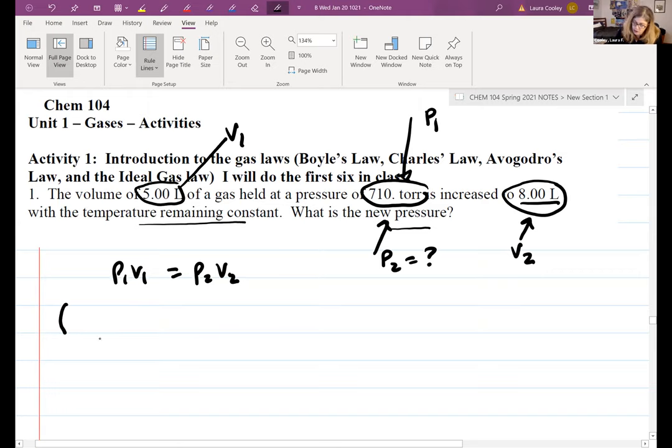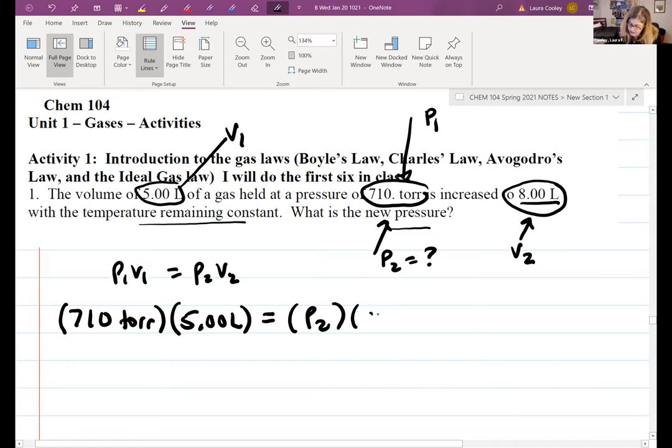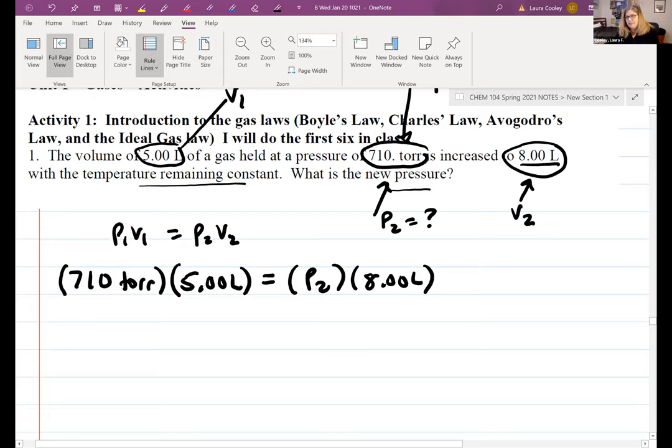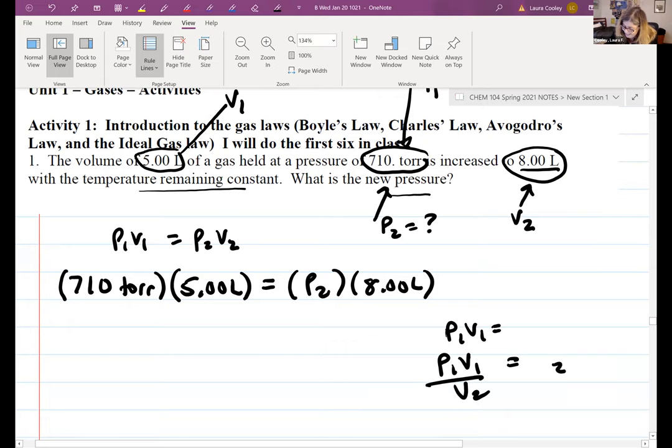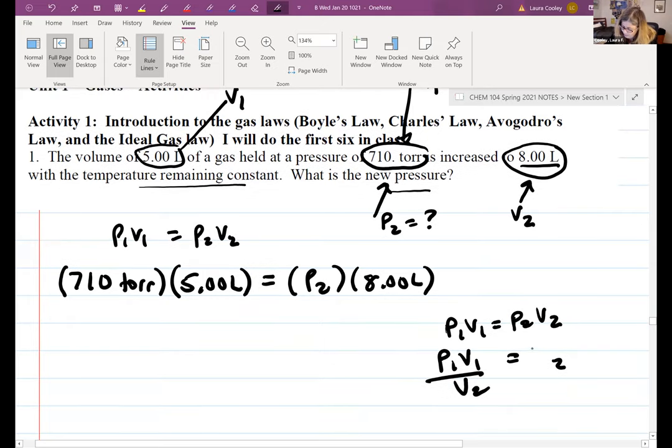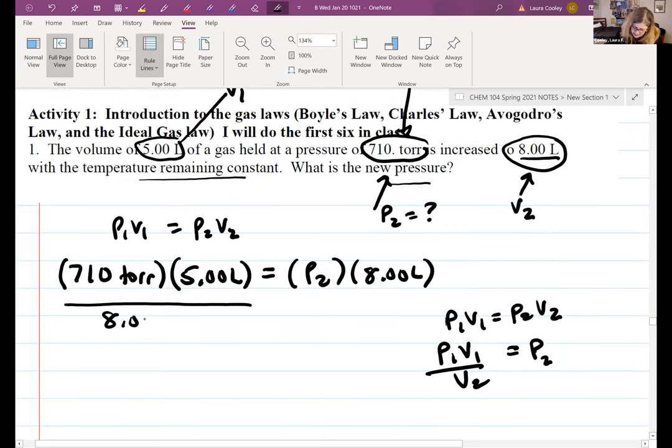So I know most of you would probably just plug this in. 710 torr times 5 liters equals P2 times 8 liters and solve for P2. But I can't do that. I can. All right, I'll do it that way. I always solve for the thing I want. I would solve this for P2. Maybe your way is better. Most students solve the problem that way. But I always solve for the thing that I want, then plug in. So of course I'd be dividing both sides by 8 liters.